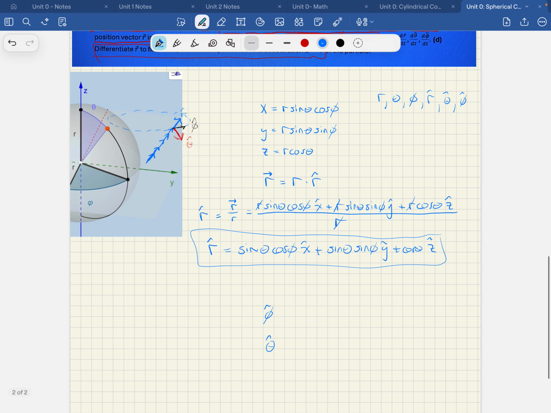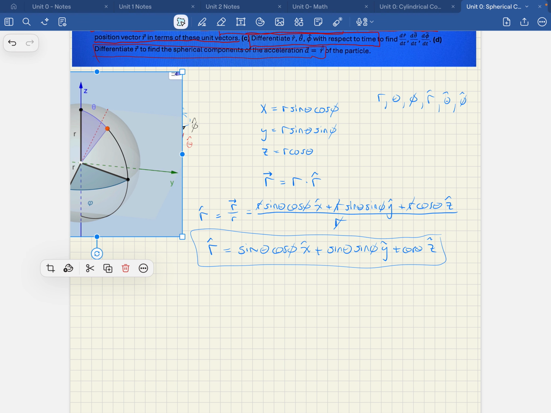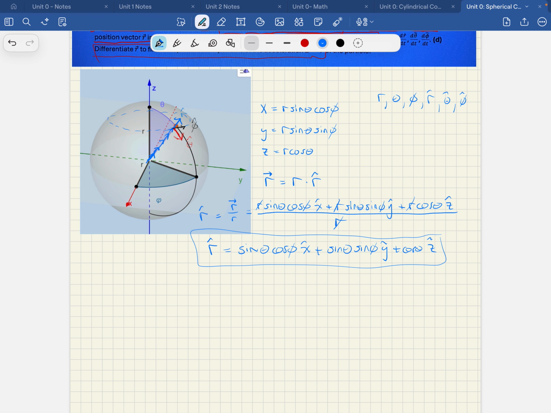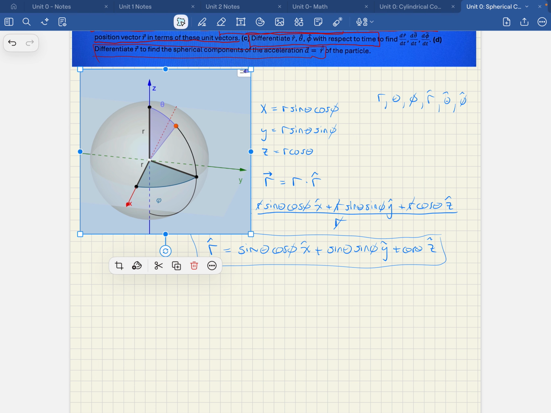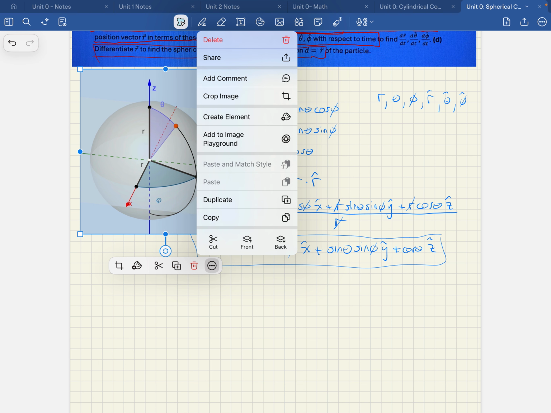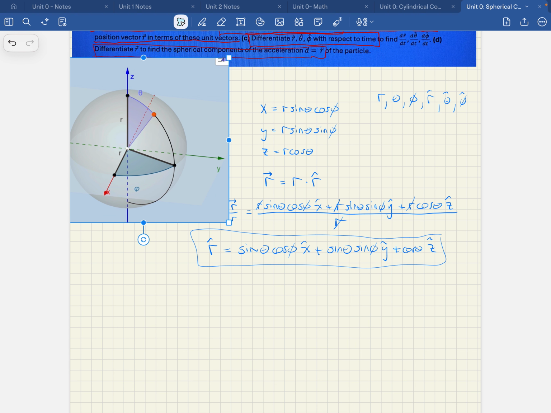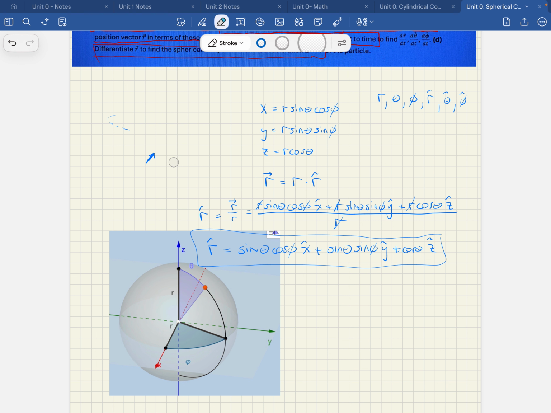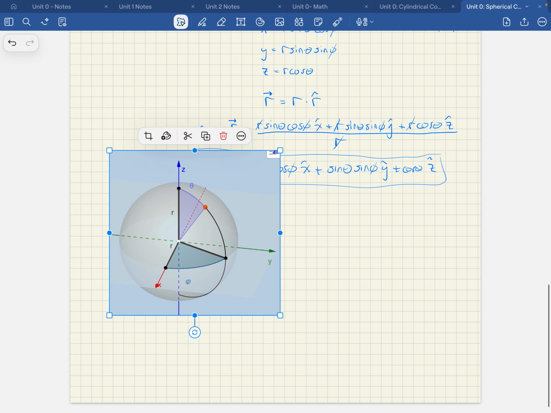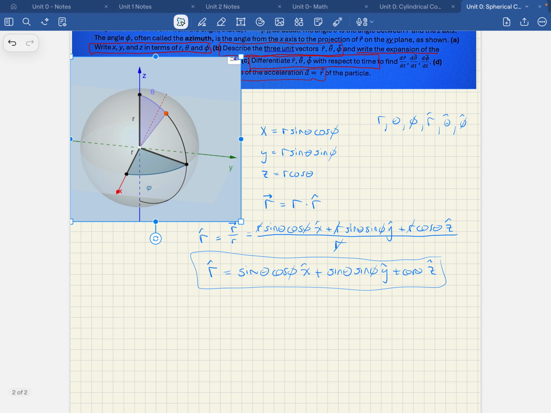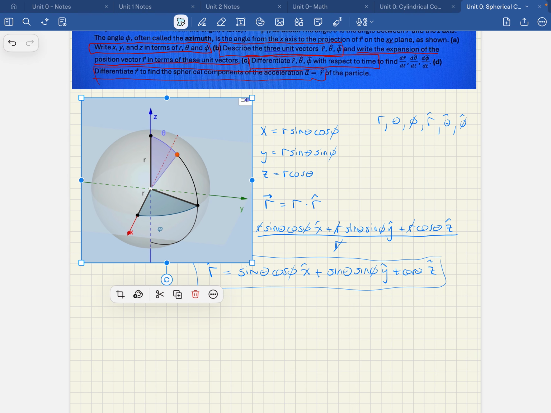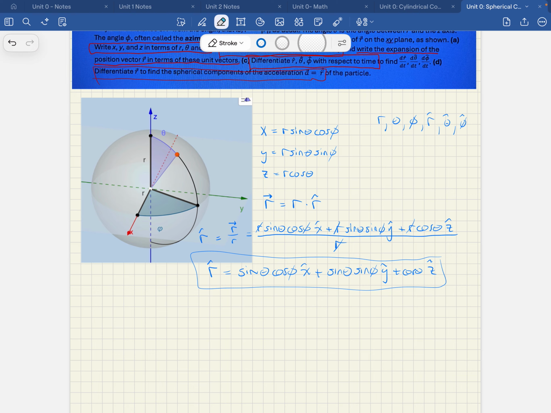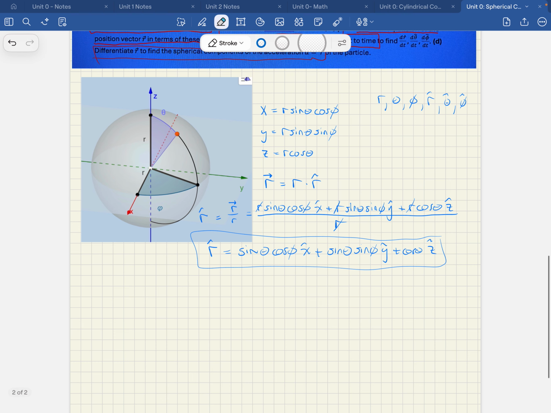Okay, that was the easy one. I don't like that disappeared, but whatever. Okay, where are we now? We are trying to find phi hat.